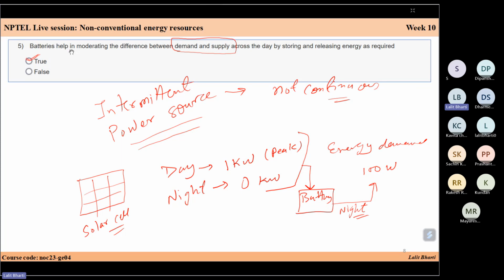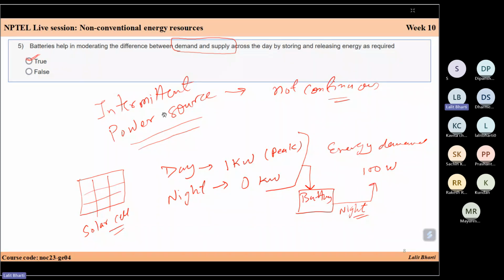Then you have the fifth question. It says batteries help in moderating the difference between demand and supply across the day by storing and releasing the energy as required. So that is true. What is the main use of batteries? This is for the stationary batteries.